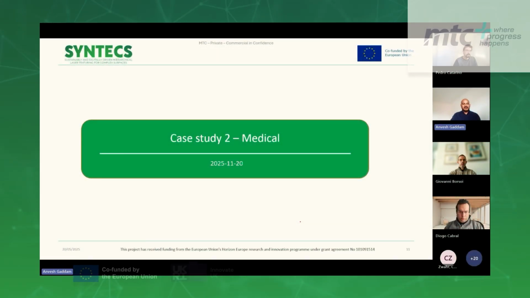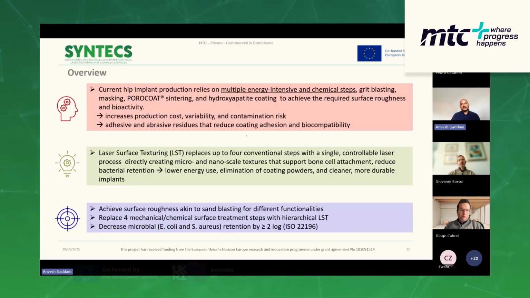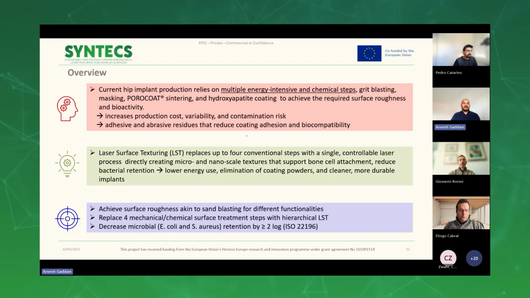The second case study is medical. Again, here the key challenge is that in the current process, multiple energy-intensive and chemical steps are involved, such as grit blasting and masking, powder coating, sintering, and HA coating as well, in order to impart different roughness and also bioactivity on the implant.